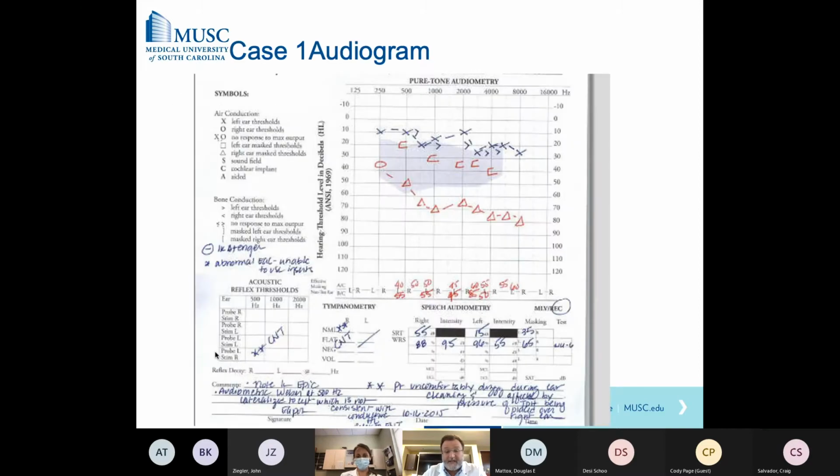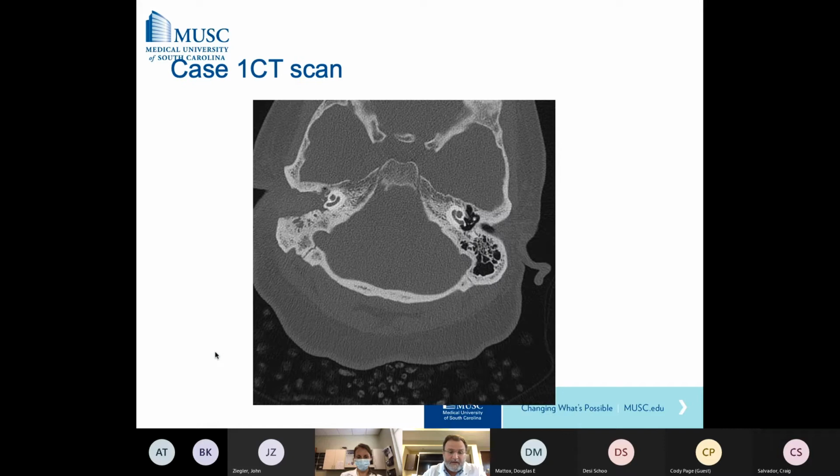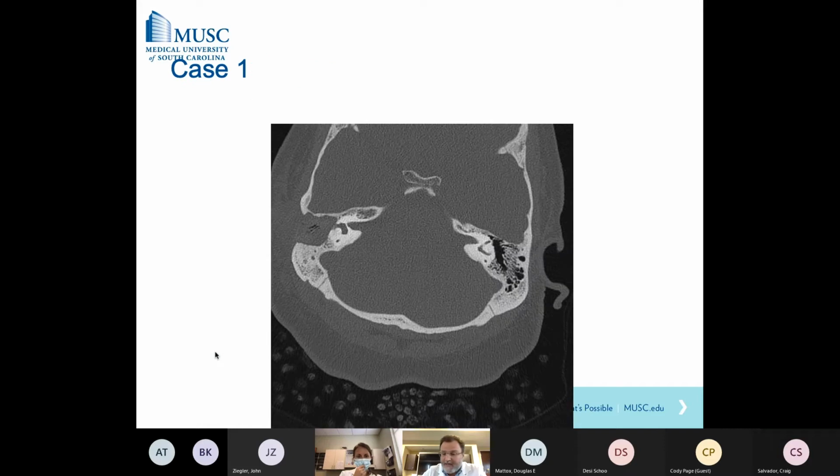That was her audiogram. So obviously she had good bone line. She only had a conductive hearing loss. And that was what her scan looked like. On the right side, she had a horizontal canal fistula. And that lady had those symptoms for a long time. She was seen probably by a couple of otolaryngologists before coming to us.